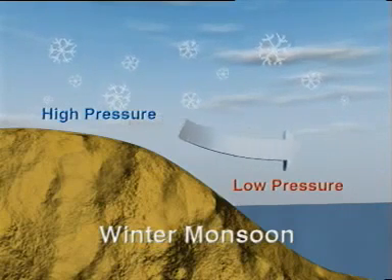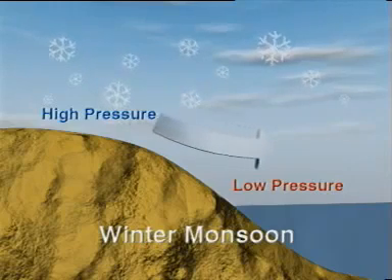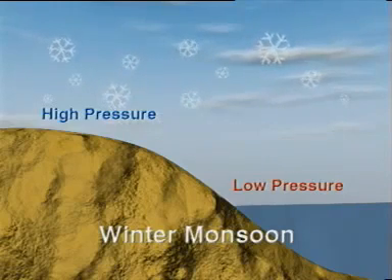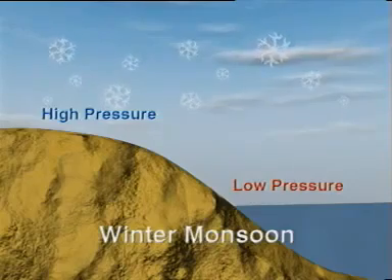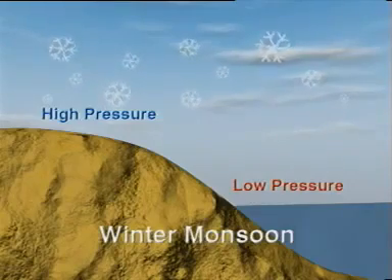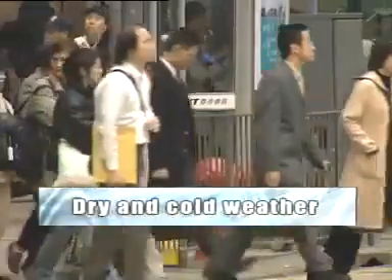Winds blow from high-pressure areas over the land to low-pressure areas over the sea, in the form of what we call offshore winds. Winter monsoon winds bring dry and cold weather to the areas they blow across.